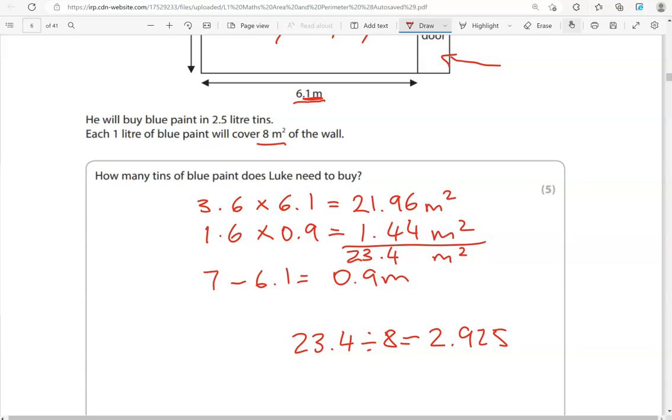In one tin, there are 2.5 litres of paint. So one tin will not be enough. 2 tins are needed.